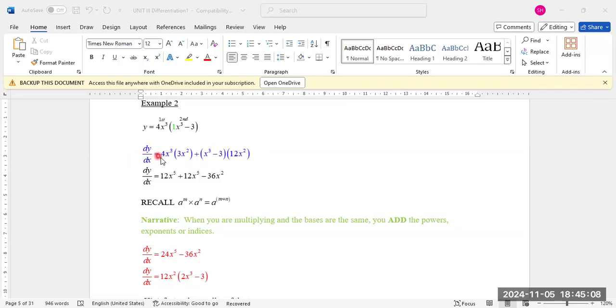Watch me. 4x cubed times 3x squared. When I'm multiplying and the bases are the same, I'm going to be adding my powers.